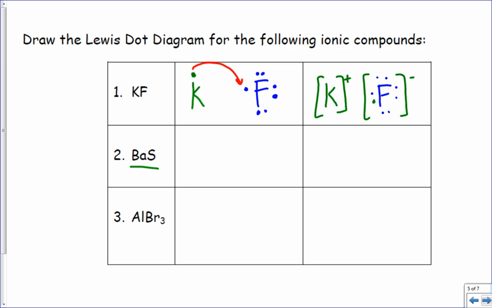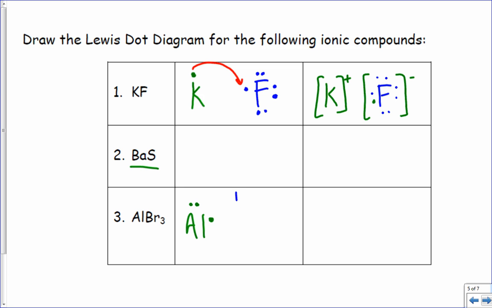I'm going to leave BaS for you, and I will start AlBr3. Al has 3 valence electrons, so I have Al, whoops, not capital. Mr. Milks, that is a big stickler thing. It's got to be lowercase, guys. I'm really sorry if you're an uppercase printer, but it is not okay.